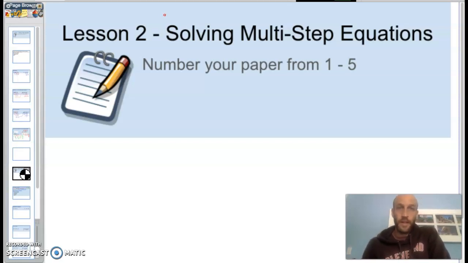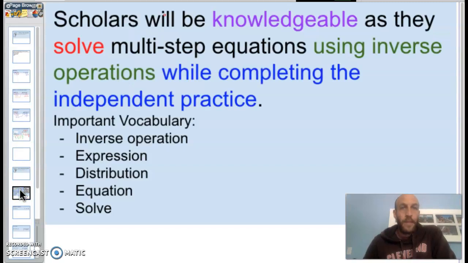All right, welcome to Lesson 2, Solving Multi-Step Equations. Go ahead and make sure you have a piece of paper and a writing utensil and number your page 1 through 5 with enough space in between each number to make sure you have plenty of room to do your work. Okay, we are going to start with the objective. Scholars will be knowledgeable as they solve multi-step equations using inverse operations while completing the independent practice.